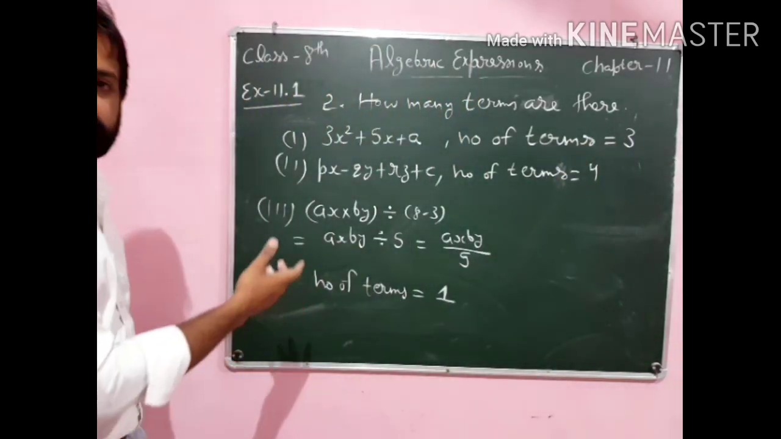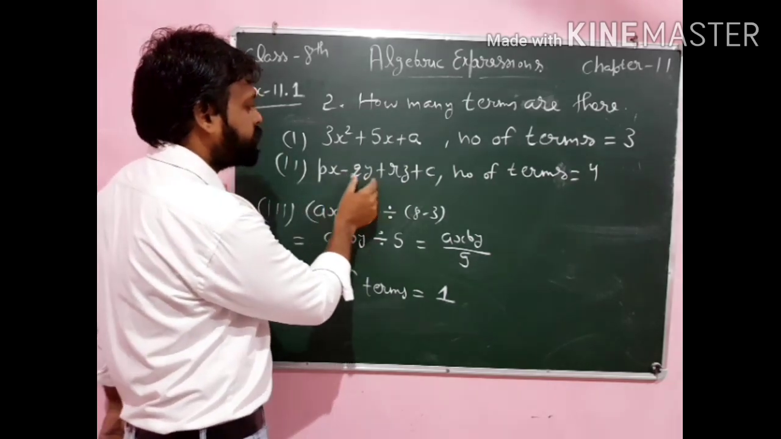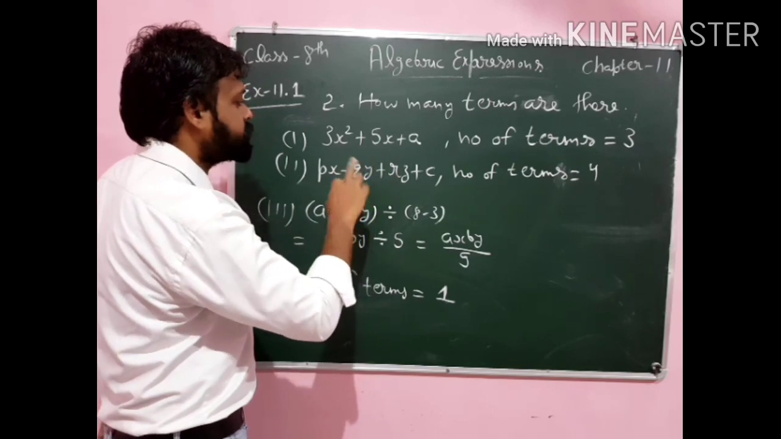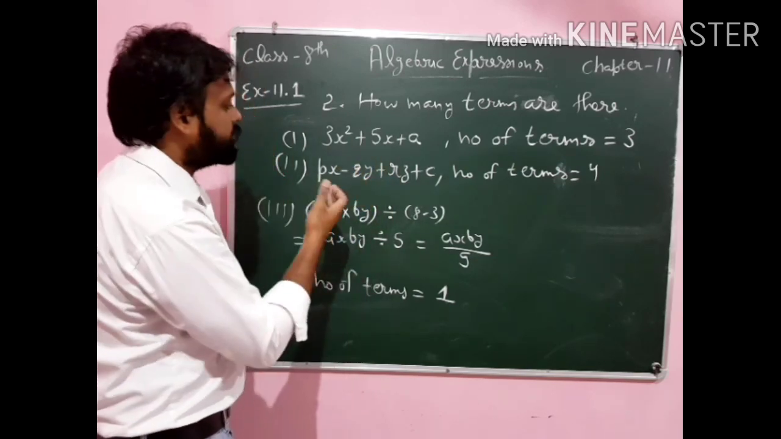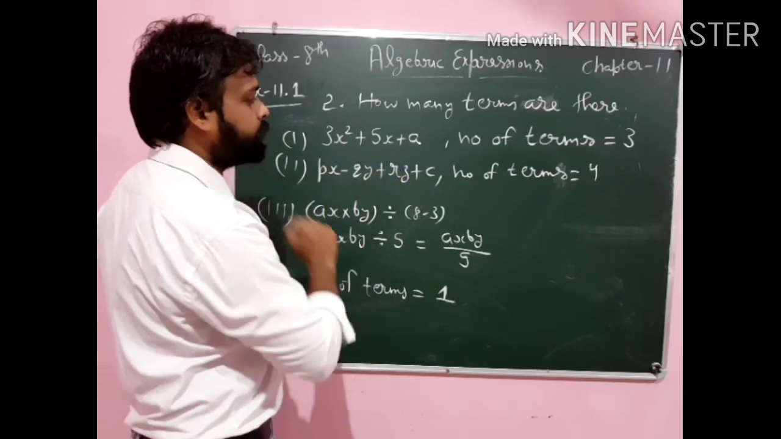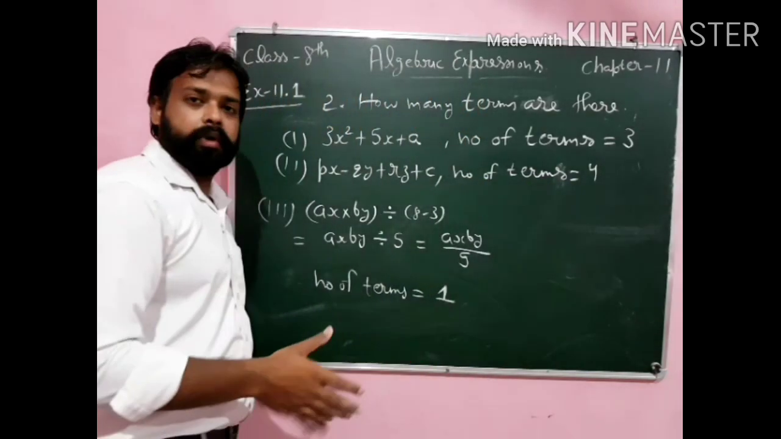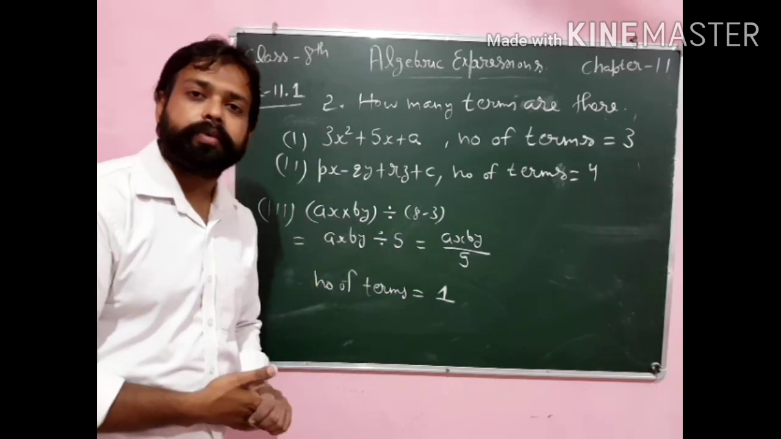Okay, now see the second part. Here you can see this is px minus qy plus rz plus c. So you can see both plus and minus signs are used here in this polynomial. And how many terms are there? You can see this is 1, 2, 3 and 4. So that is why I have written here, number of terms is equal to 4. Is it clear?